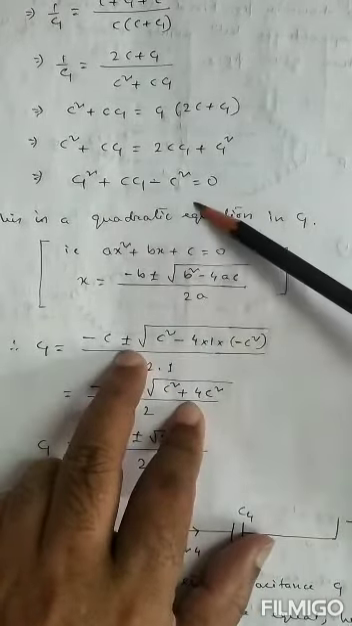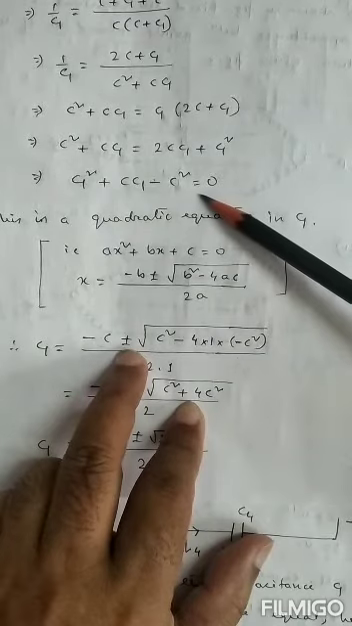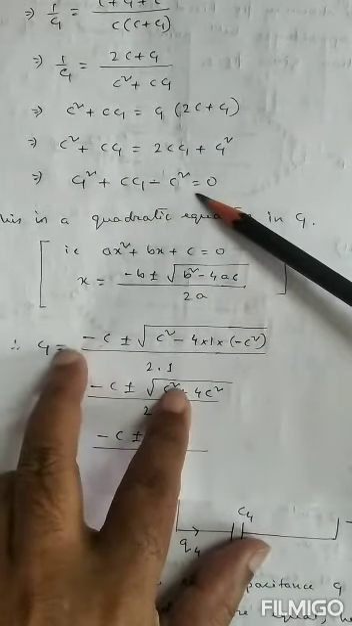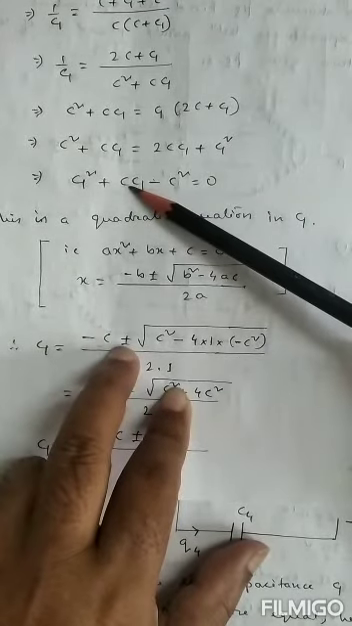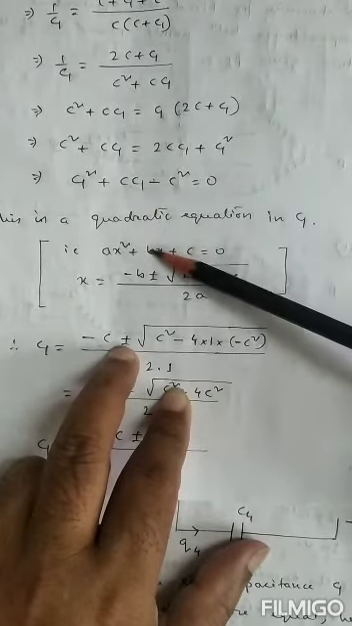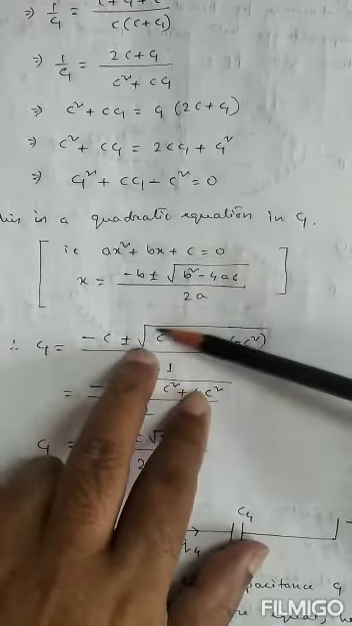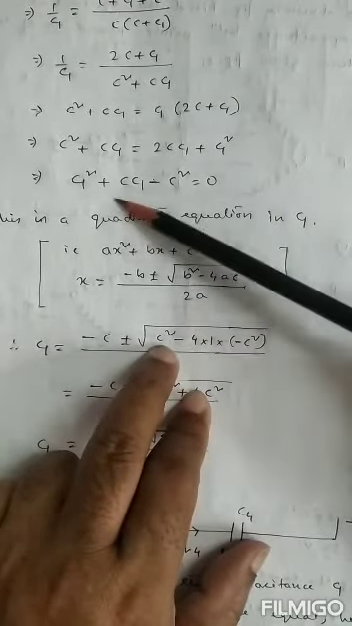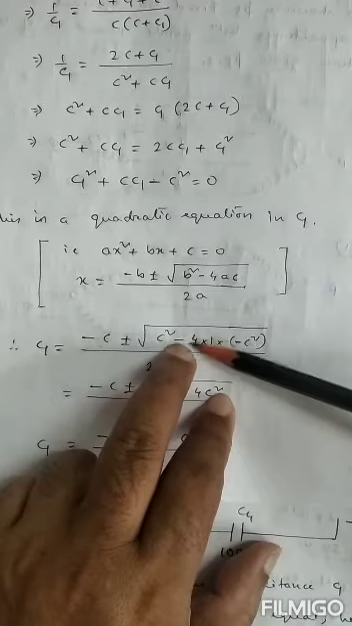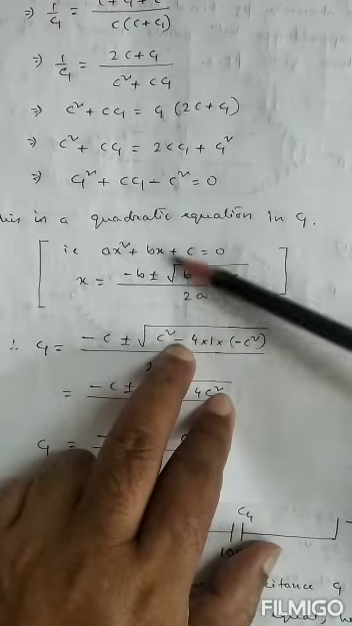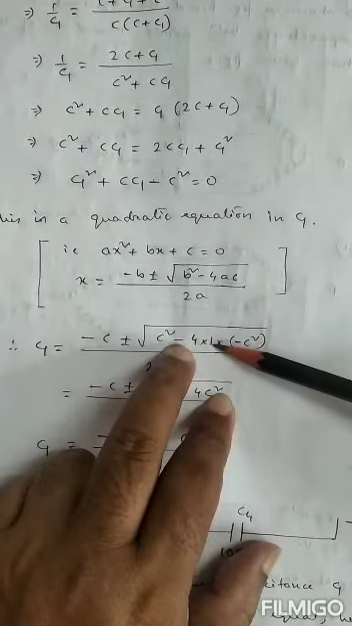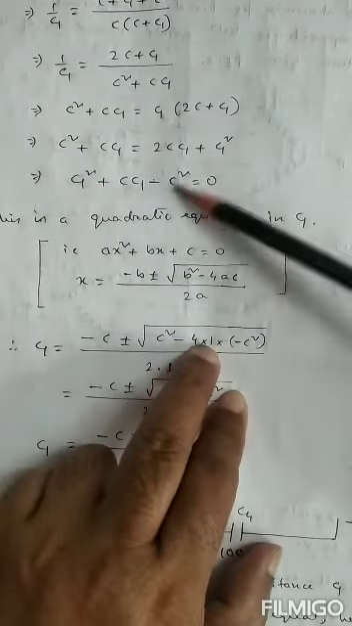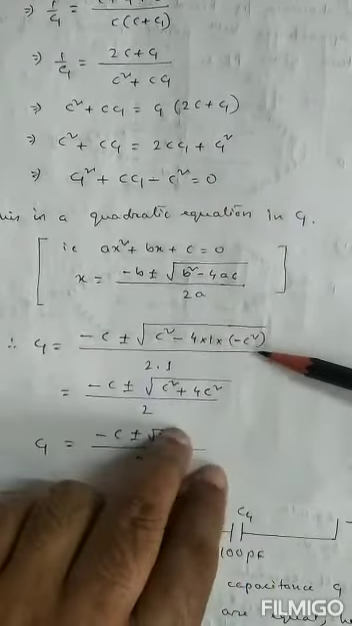If this is a quadratic equation in c1, what is the solution? c1 is minus b. Minus, this is minus. What is the value of b? B is c. From where does b come? B comes from this, from the similar quadratic equation in x. So plus minus square root of b square. B square means c square, minus 4ac. Minus 4. What is the value of a? Here the coefficient of c1 is 1. So therefore the value of a is 1. Then what is the value of c? It is minus c square. I put minus c square here.